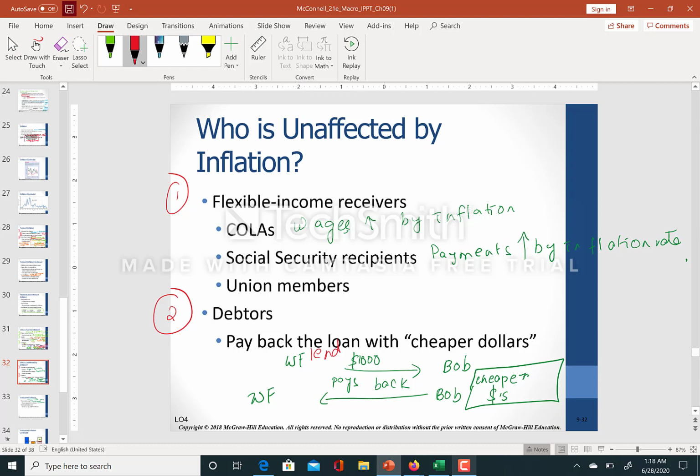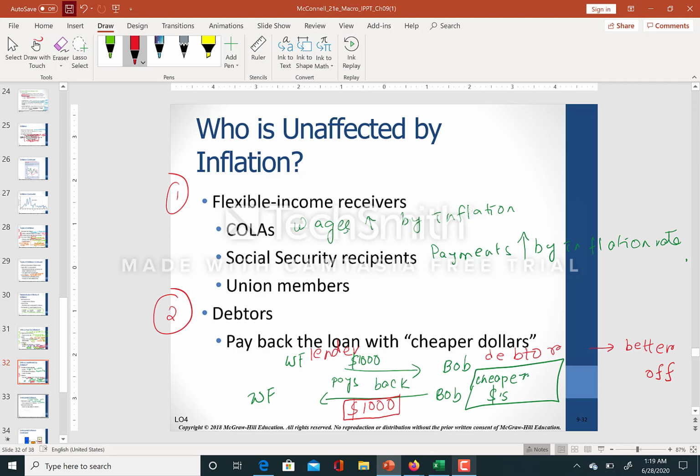The second group of people unaffected by inflation are the debtors. I can use the example I used before. I have Wells Fargo and Bob. Wells Fargo is a lender and Bob is a debtor. Wells Fargo is lending $1,000 to Bob. Bob is definitely paying back this $1,000, but the value of this $1,000 went down and Bob is paying back in cheaper dollars. So a debtor is better off by inflation, unlike a creditor who is worse off.